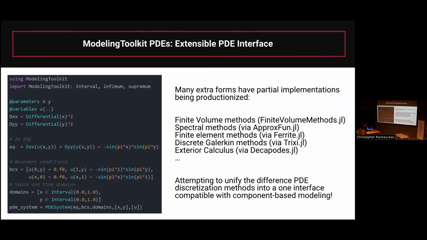But yeah, so what we're doing is integrating a lot of other different techniques into this. We're saying, okay, here's a general partial differential equation form, and then we can start to say what other discretizers we can make use of. For spectral methods, we can make use of approxifun. For finite element methods, we're working with Ferrite. For discontinuous Galerkin methods, we're working with Trixie. For exterior calculus, we have decapodes. And this whole ecosystem that we're building off of.